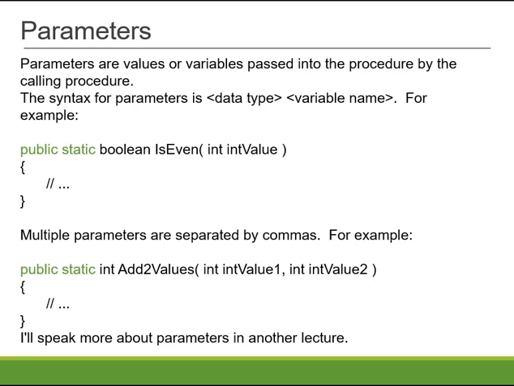When you pass parameters or variables into a method, you must use the data type and variable name in the parameters after the method name. In this first example, we are passing the integer value into the isEven method. In the second example, we are passing two integers. The first integer is value 1, and the second integer is value 2.